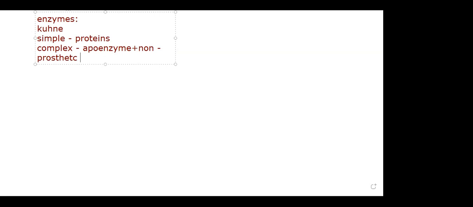Okay, they are called simple enzymes. Simple enzymes are made up of only proteins. When you come to the complex enzyme, it is made up of two parts. Protein part is called apoenzyme. Non-protein part is called prosthetic group. This prosthetic group may be inorganic or it may be organic.